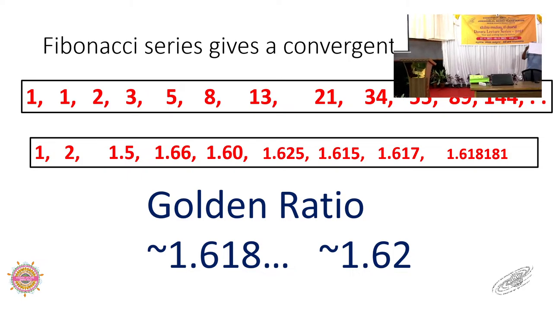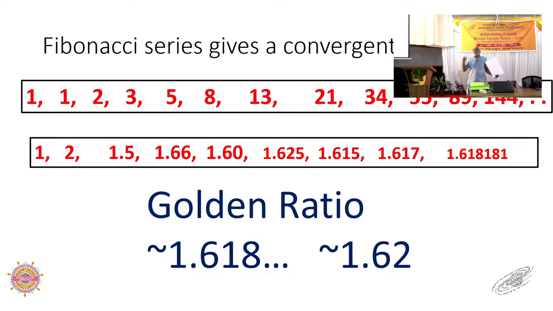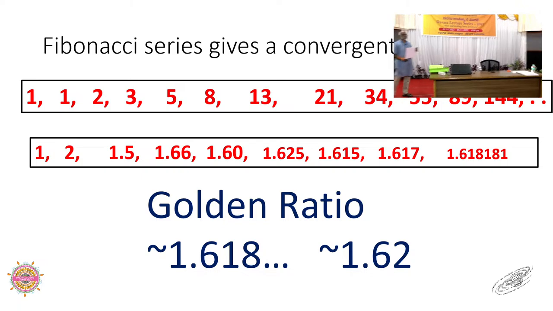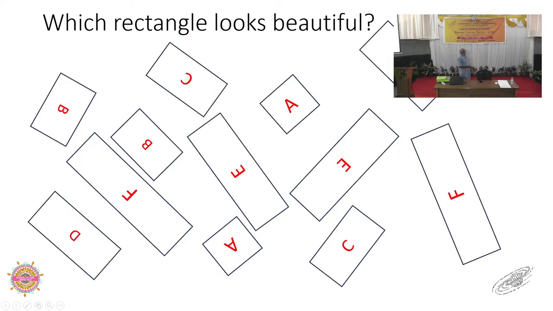If this width is 1, the length is 1.6 times. So any shape whose length is 1.6 or 1.62 times the width is the one that apparently seems very appealing to the eyes of human beings. Now why is that? That is probably because in the entire nature, without our knowledge, you will see this ratio very, very frequently.